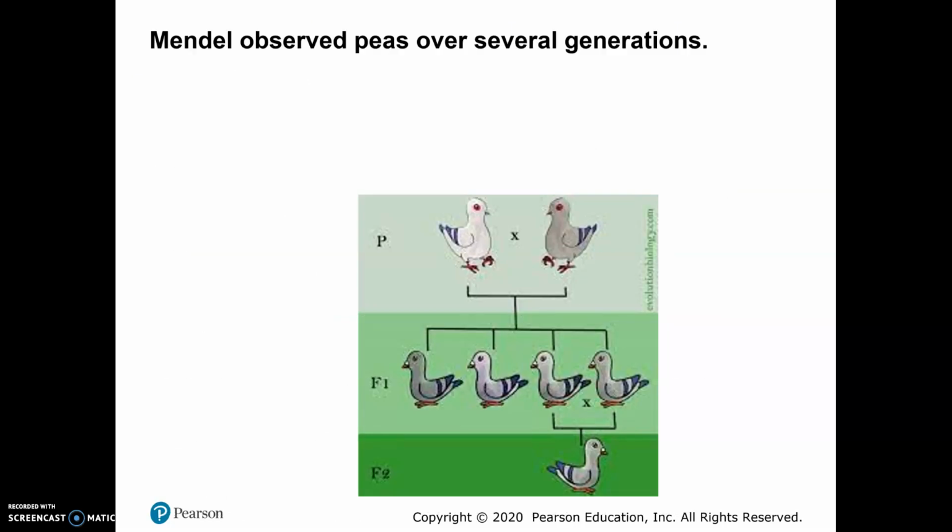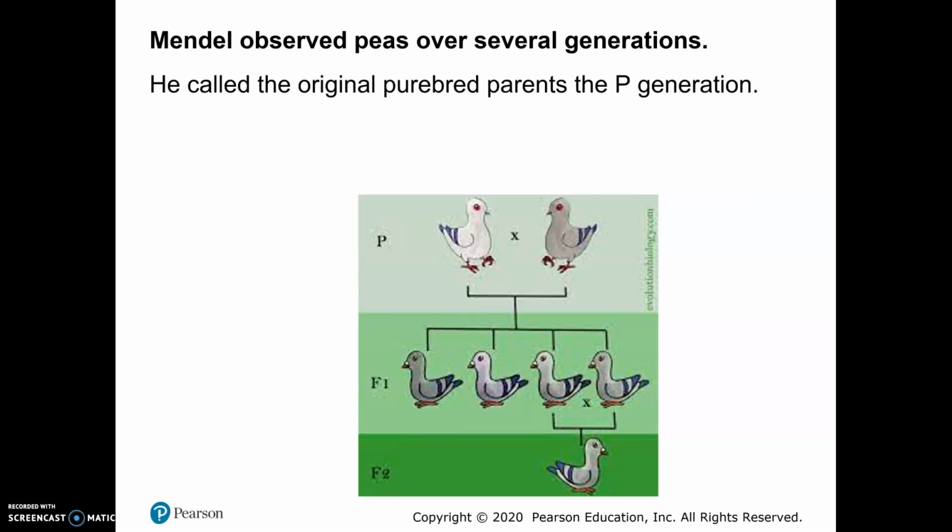Now, one thing you need to understand when we get into Mendel is how he named the generations. So the original purebreds that he would cross would be called the P generation. You can think of P as standing for parental, the original parents. And he always started with purebred parents.